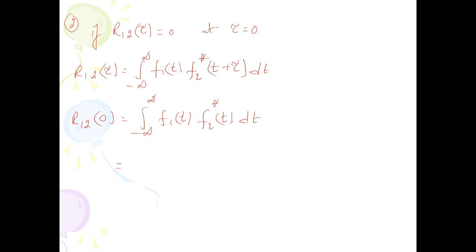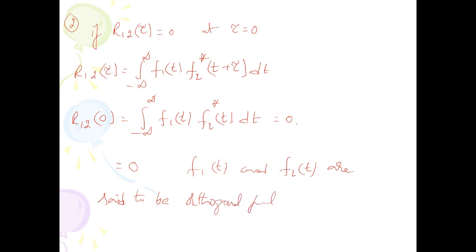So whenever two complex functions are said to be orthogonal, their dot product integrated over any particular time period will be equal to 0. If this is equal to 0, the functions f1 of t and f2 of t are said to be orthogonal functions.